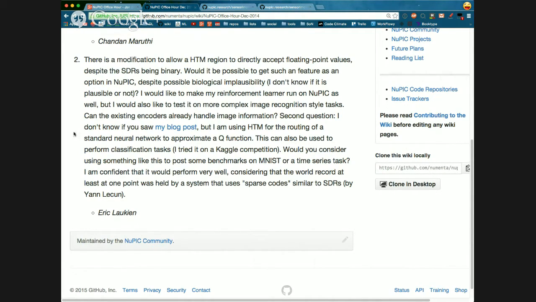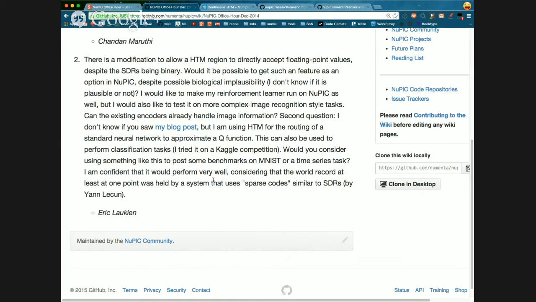Second question is, I don't know if you saw his blog post, I'll open that in a minute, but I'm using HTM for the routing of a standard neural network to approximate a Q function. This can also be used to perform classification tasks. Would you consider using something like this to post some benchmarks on MNIST or a time series task?